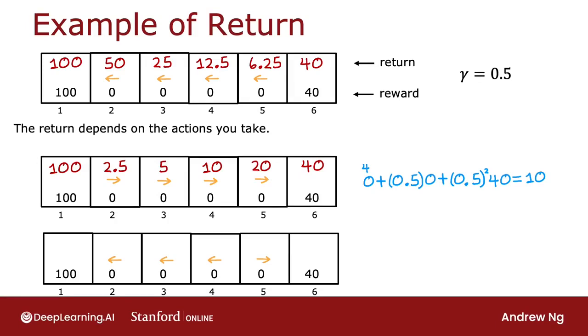And it turns out that the return you get from the different states will be 100, 50, 25, 12.5, 20, and 40. Just to illustrate one case, if you were to start off in state 5, here you would go to the right, and so the rewards you get would be 0 first in state 5, and then 40. So the return is 0, the first reward, plus the discount factor 0.5 times 40, which is 20, which is why the return from this state is 20 if you take actions shown here.